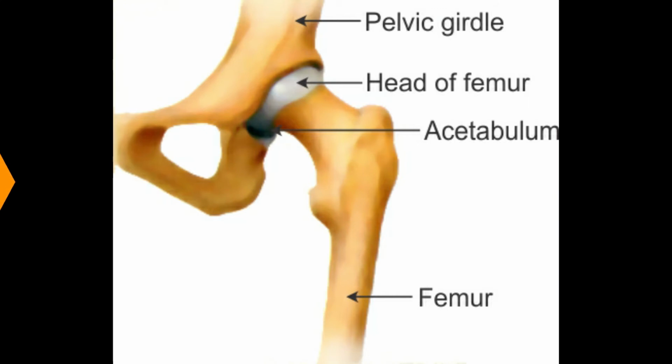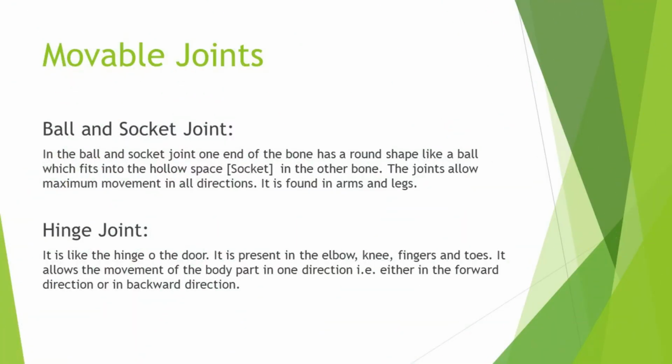Now the second is the hinge joint. It is like the hinge of a door. What is the hinge of a door? You must have seen that a door has three hinges, which make the door movable.